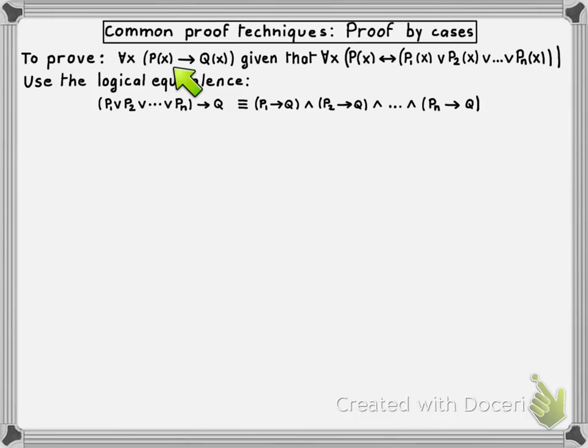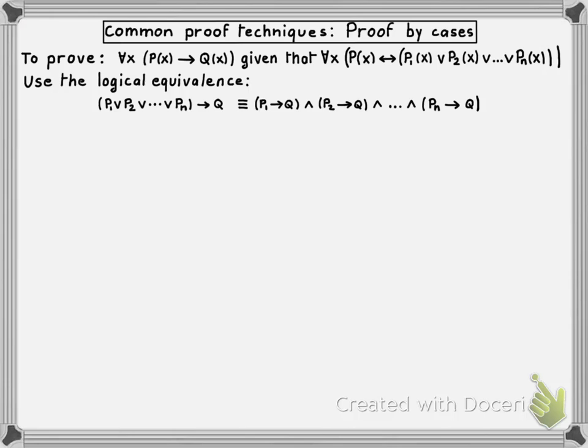So the reasoning here to apply the proof by cases is that in order to prove that p of x implies q of x, we kind of get stuck with the other proof techniques, but we know that p of x is equivalent to this disjunction. Therefore, we are entitled to replace this theorem, for all x, p of x implies q of x, with a theorem of the form for all x, p1 of x implies q, and p2 of x implies q, and so on, pn of x implies q.